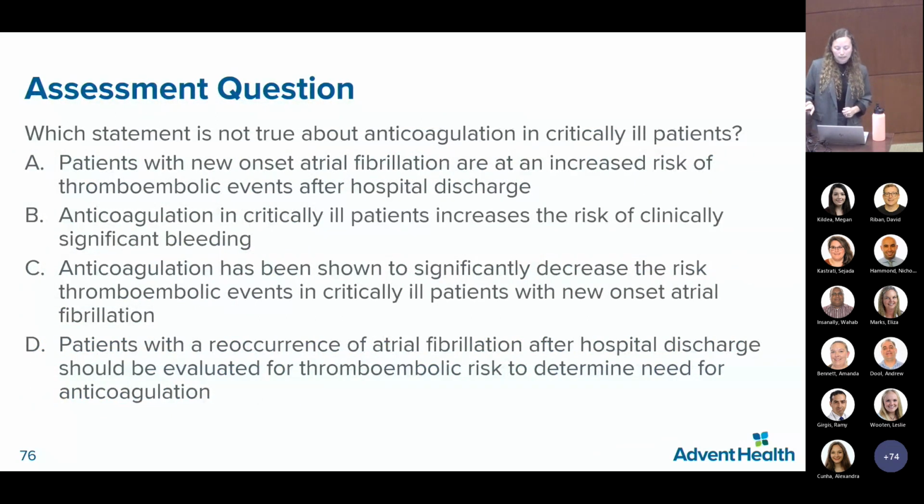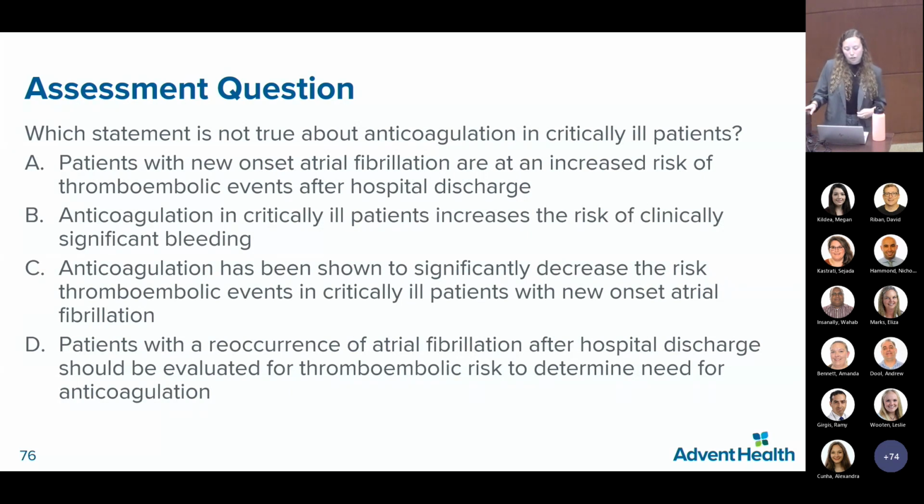This brings me to my next assessment question. Which of the following statements is not true about anticoagulation in our critically ill patients? A, patients with new onset AFib are at an increased risk for thromboembolic events after hospital discharge. B, anticoagulation in critically ill patients increases the risk of clinically significant bleeding.